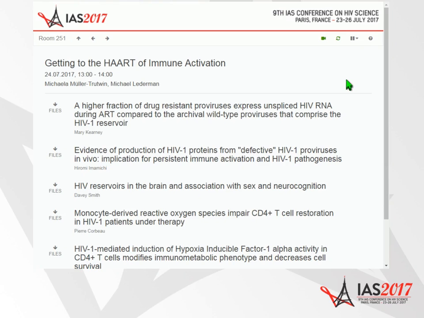Let's get started. This is a poster discussion session called Getting to the Heart of Immune Activation. To my right is my co-moderator, Müller-Trutwin, from Pasteur, and I'm Michael Letterman from Case Western Reserve University.